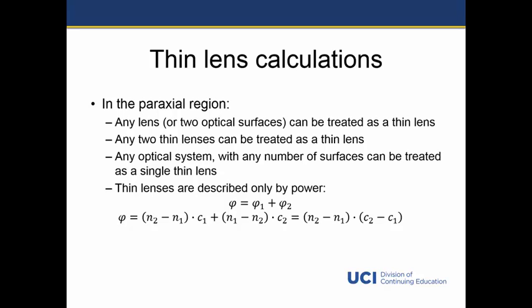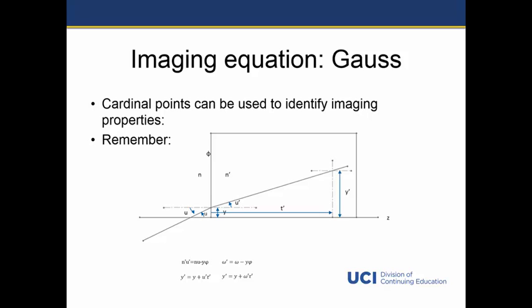So let's now talk a little bit about how we define the imaging properties of an optical system. I'm going to start by talking about something that's referred to as Gauss's imaging equations. There are a few forms of imaging equations that are used. Gauss's form and Newton's form are probably the two most commonly used. But let's talk a little bit about Gauss's imaging equation.